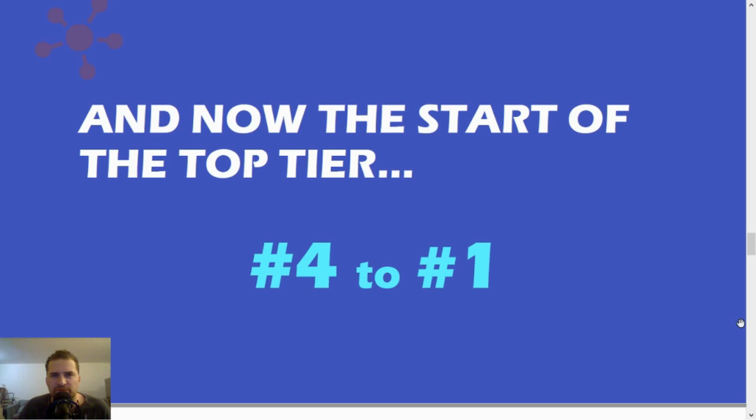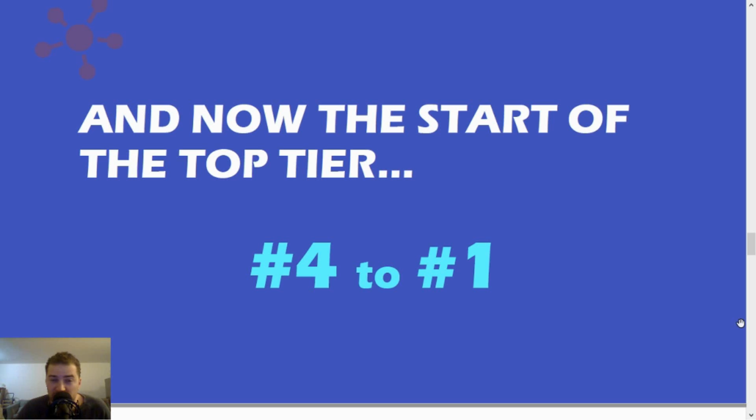Now we're going to move from 5 into number 4 and down to 1. This is really the start of the top tier, and this really is a demarcation, like I said earlier, between the elite tools and all the other tools. And a note about the top 4 is really any of those could be number 1.